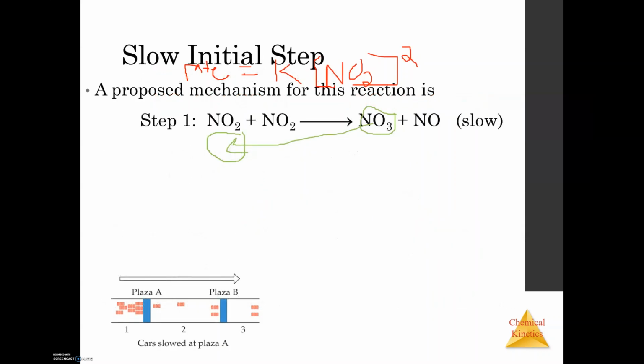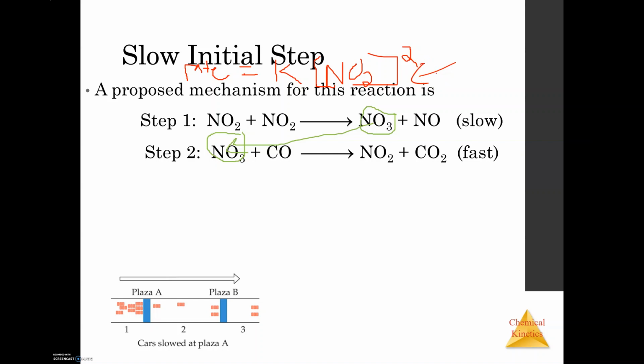So a proposed mechanism for this would be NO2 plus NO2, so 2NO2 yields NO3 plus NO. Now if you look above, I've already written out the rate law for the first step. You could write the rate law for the second step, but it's not necessary because the first step is a slow step. So remember that the slow step is the rate determining step.